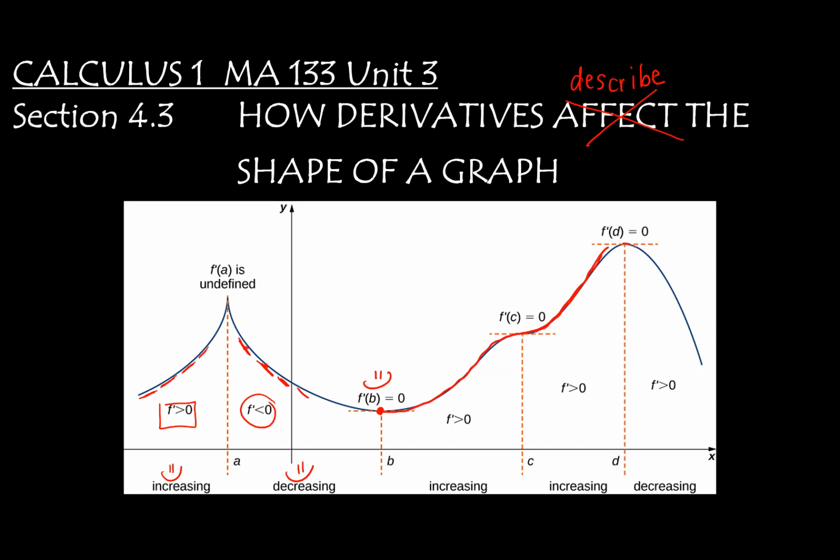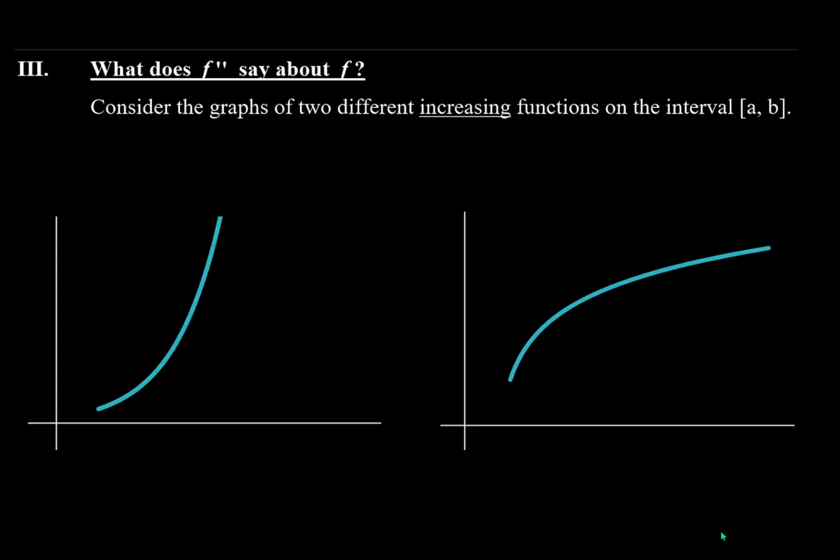called concavity. Okay, concavity. And I have something that is concave down when it looks like a frown, and something that is concave up when it looks like a cup. All right, let's explore those. So the second derivatives tell us something about what's called concavity.